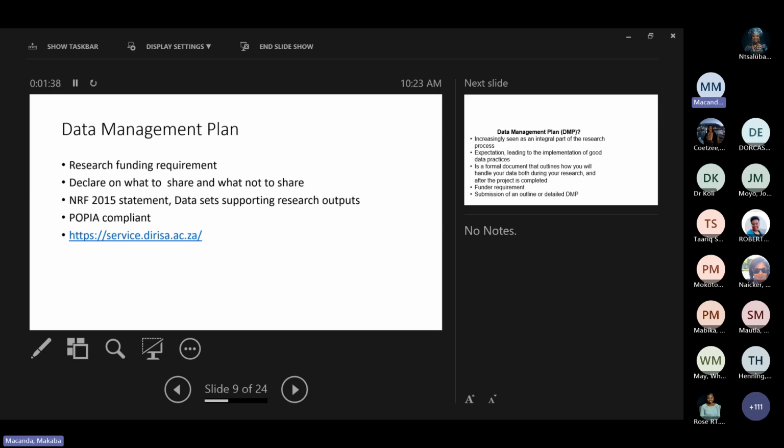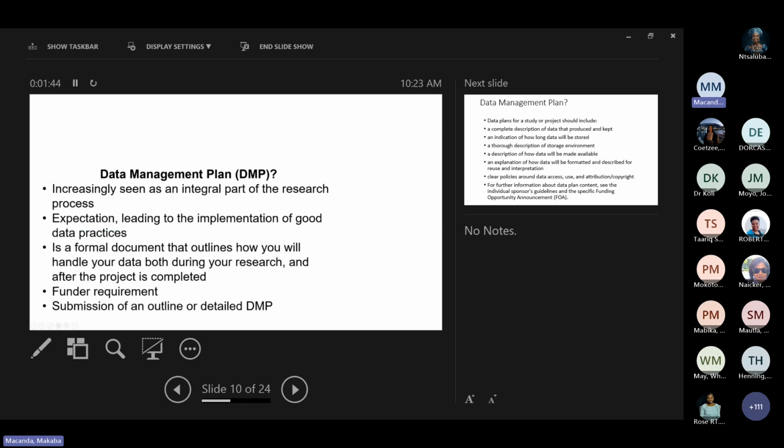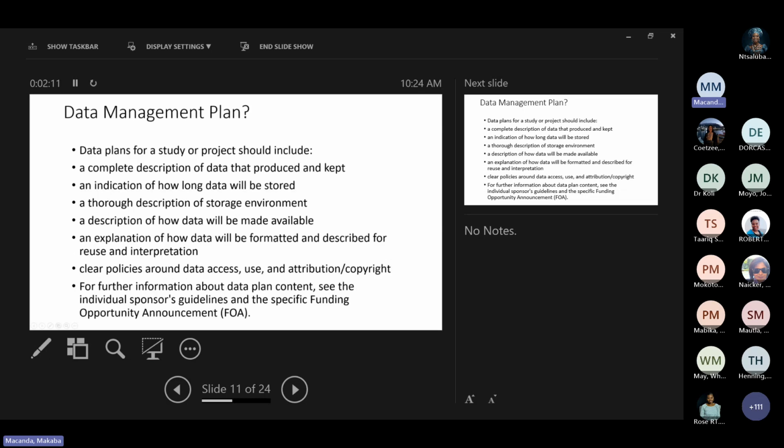I'll show you how to access this website and how to create a data management plan. A data management plan is increasingly seen as an integral part of the research process, and there are expectations for leading implementation of good data practices. It is a formal document that outlines how you will handle your data both during your research and after the research project is completed. It is a funder requirement, the submission of an advanced or detailed DMP.